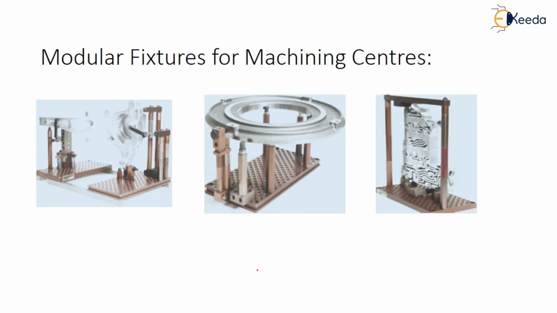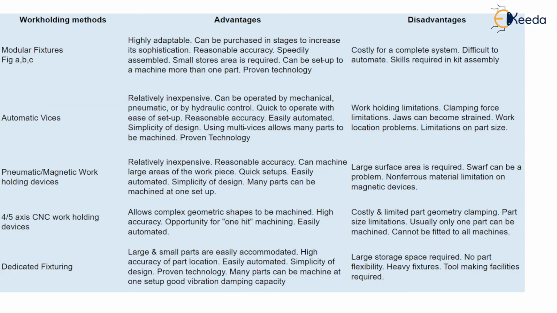So modular fixtures and a machining center are shown in this figure. These are the fixtures used for modular purposes. Modular fixtures are highly adaptable, can be purchased in stages, and increase in sophistication. Accuracy is good, they are readily assembled, only small storage areas are required, and they can set up the machine for more than one part. It is a proven technology. The disadvantages are that it is costly, difficult to automate, and skill is required for kit assembly.